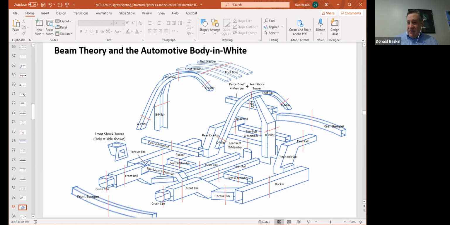Anything else, guys, on this? Okay, so now when you read Road and Track or Car and Driver or whatever blog on the internet, and they start talking about ABC pillars or cowls or roof rails or whatever, you'll know what they're talking about.